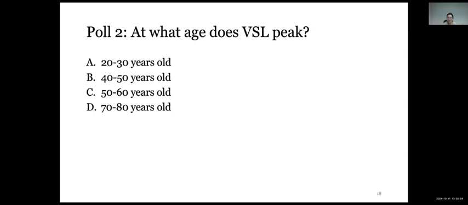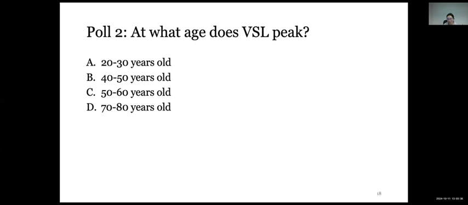Okay. It seems like most people chose 40 to 50 years old as the age at which the value of social life will peak. In this study, the peak value of social life actually reaches at age 50 to 60 years old. And I won't say that those of you who chose 40 to 50 are wrong. If you look at the research study published by Viscusi 20 years ago, it actually says the US value of social life peaks around 40 to 50 years old.